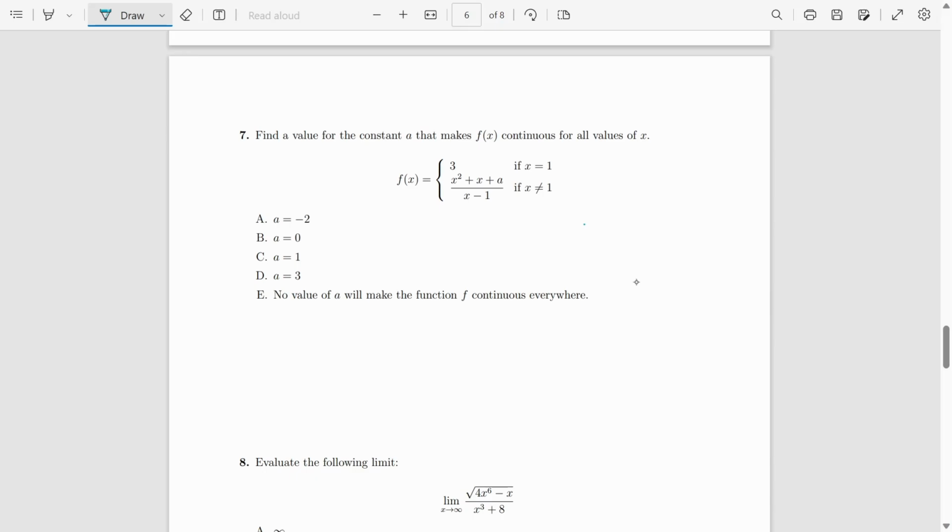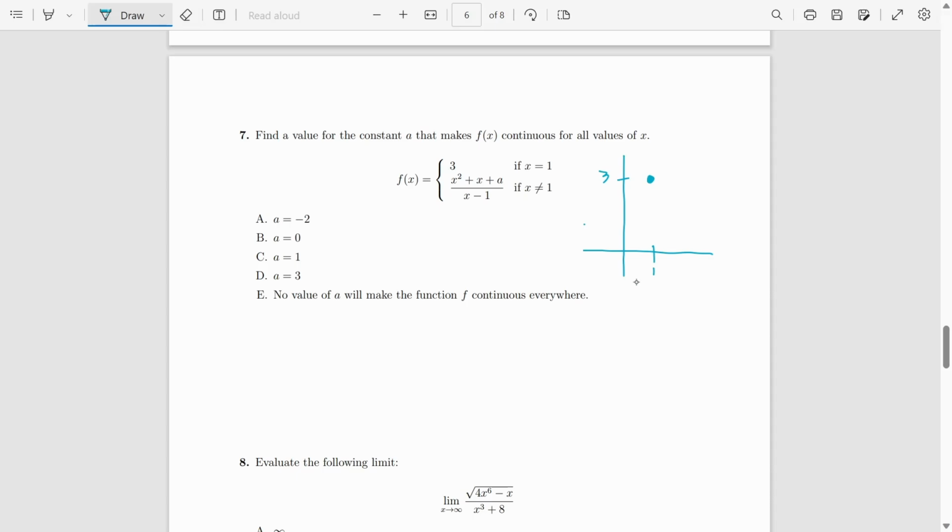Okay, number 7. Find a value for A that makes this function continuous for all values of x. This is a piecewise function where it's defined differently for different values of x. When x equals 1, then it's just 3. So if we're going to graph this out, when x equals 1, f of x equals 3. This point right up here. And for any other value of x, left or right, it's going to be this big nasty function here. And it wants it to be continuous.